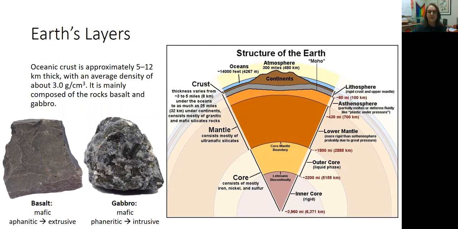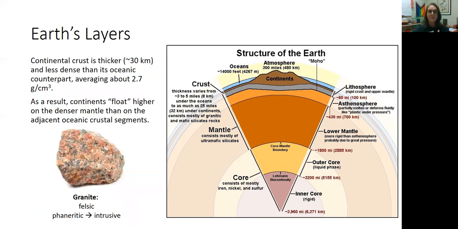It's mainly made up of basalt on the surface, which is a mafic rock, aphanitic, meaning that the crystals are very, very small because it cooled extrusively on the surface of the Earth. So basalt's on the surface of the oceanic crust. Gabbro is beneath the basalt in the oceanic crust. It's also mafic, so it has the same composition as basalt overall, but it's phaneritic, meaning you can see those large crystals because it cooled slowly inside of Earth. So it's an intrusive rock. So we have the dense oceanic crust with basalt on top, gabbro on bottom in that crust.